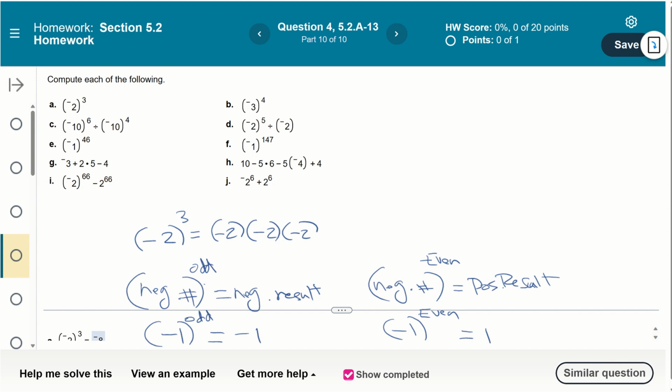All right, so I'm just going to do a few of these just to get you on the right track. We already looked at the first one. We know it's going to be negative. So that's just -2 cubed. So it's going to be -8, right?